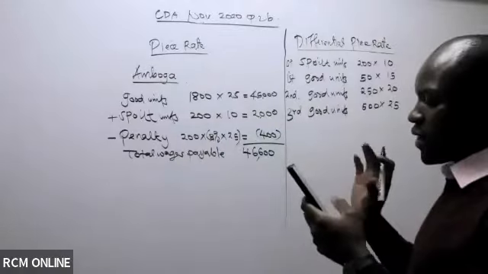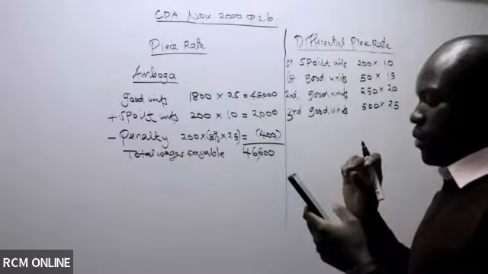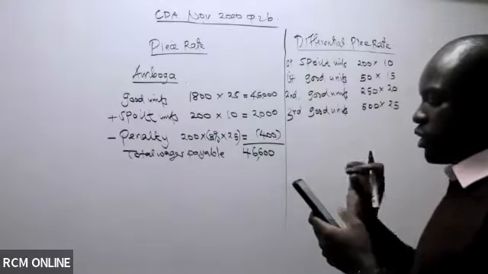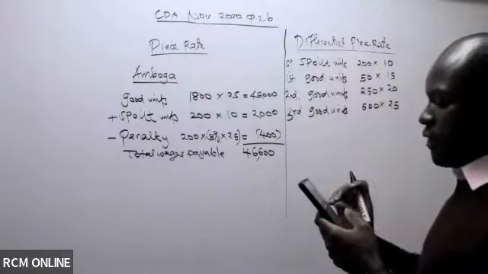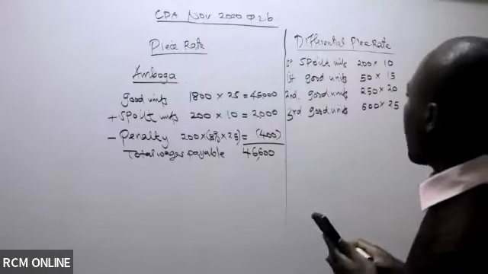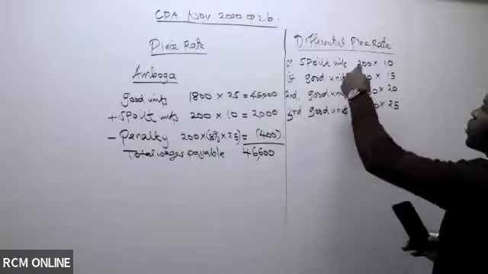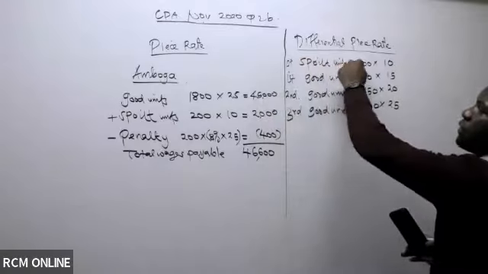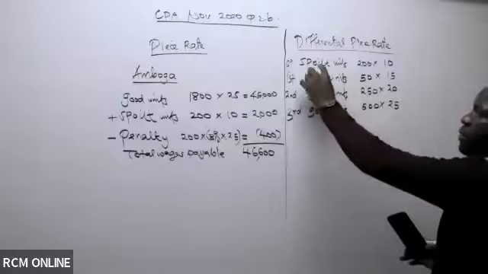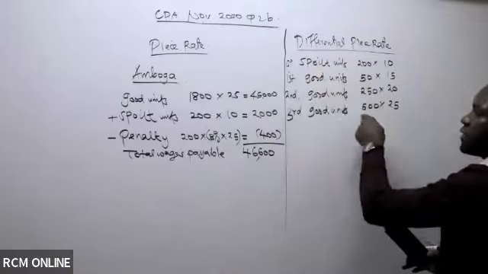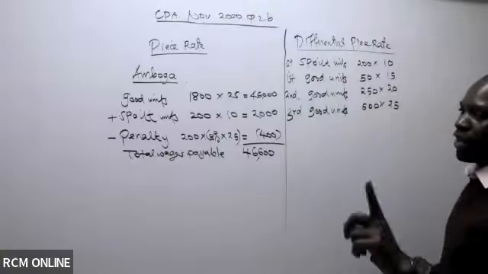So the first 250, 15 shillings. The next 250, 20 shillings. The next 500, 25 shillings. Have we covered the first 1,000 units? Let's count and see. The first 250 units, we have them there. The next 250 units, that is 500. The next 500 units, that is 1,000.